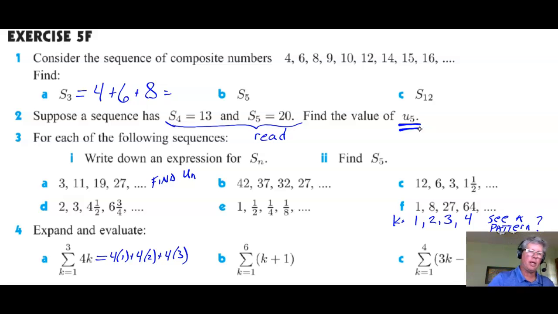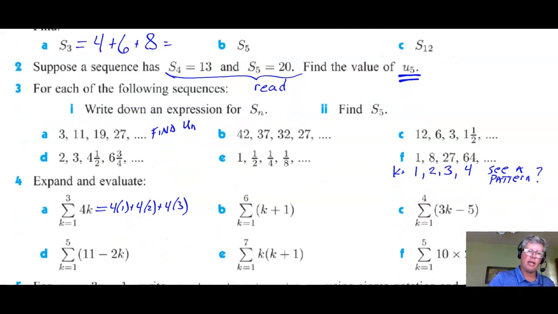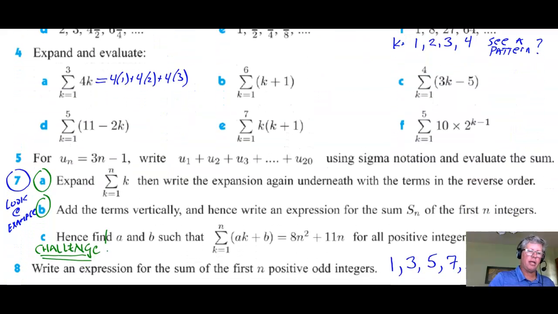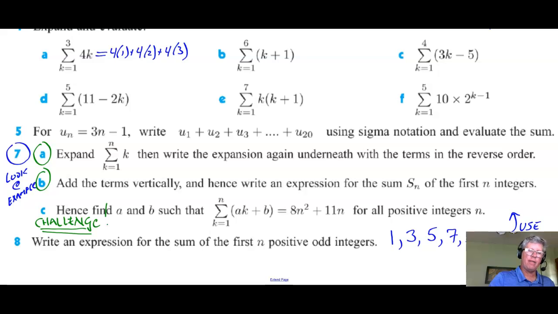Maybe. Number 3 is a lot like the examples. Number 4, a lot like the examples. 5, I'm sure you can try to figure that one out. 7 is just like our example with rewriting the order. I didn't ask you to, but if you want a challenge and you want to put a few things together, you're certainly welcome to try it. And 8 is a lot like 7.